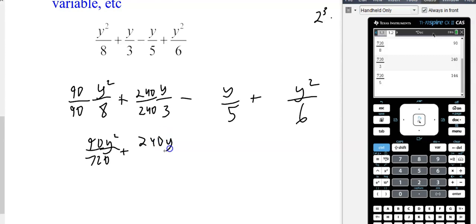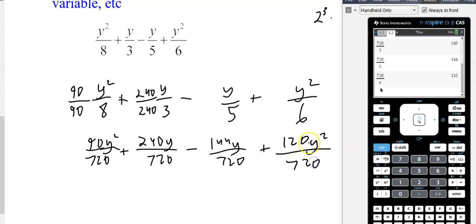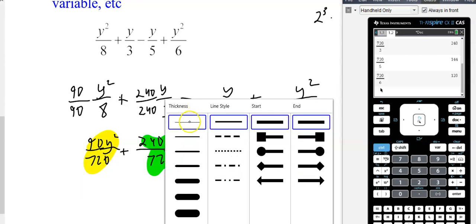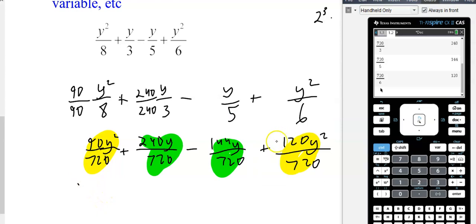So we get 240y over 720 minus, let's see, 144y over 720. And then finally 720 divided by 6 is 120, so plus 120y squared over 720. You're going to combine like terms like these two terms. These two terms combine nicely because they both have the same type of y term there. So this will be 90 plus 120, 210y squared over 720. And this would be plus 96y over 720.